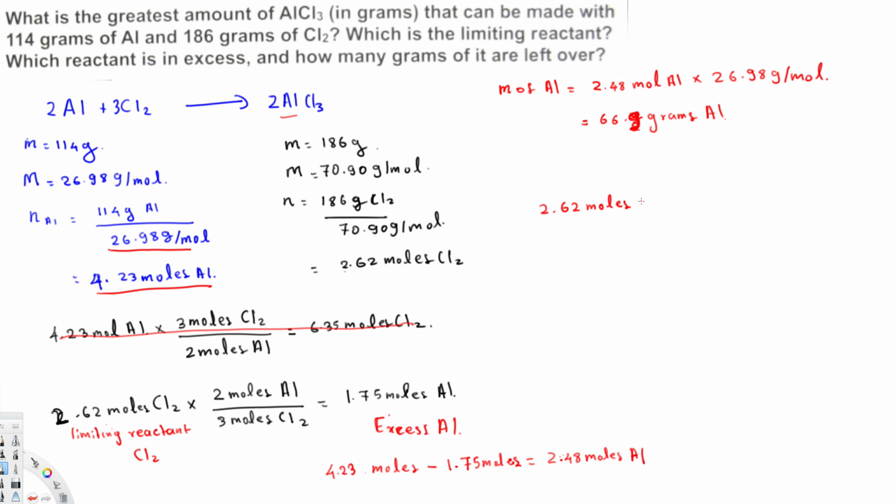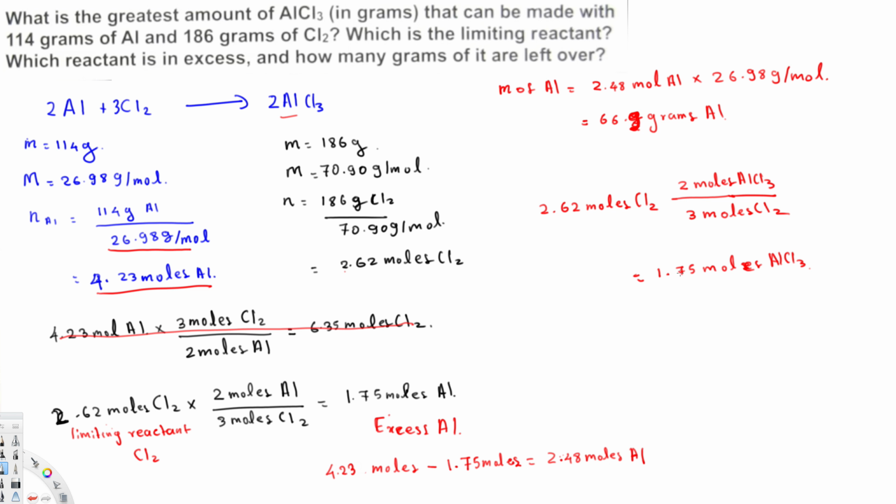So we have 2.62 moles of Cl2, and then we have to find the mole ratio. So here we have 2 moles of AlCl3, that's what we are trying to find. So that's going to be on top. On top this is going to be 2 moles of AlCl3 divided by the amount of Cl2. So we have 3 moles of Cl2 right here. So we are going to divide this one with that. So 3 moles of Cl2, and if you calculate this, it comes out to be 1.75 moles of AlCl3.